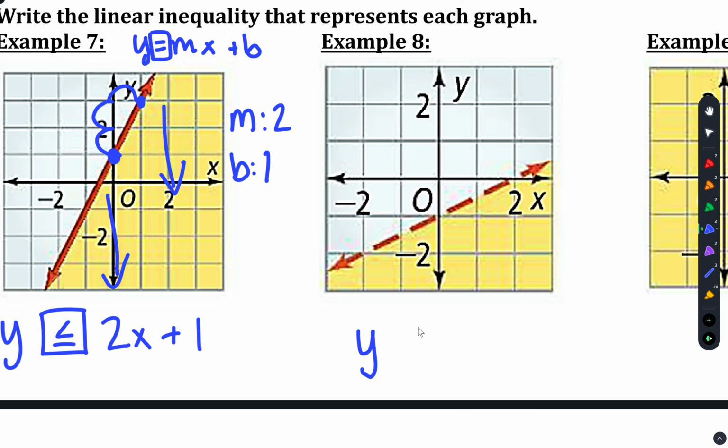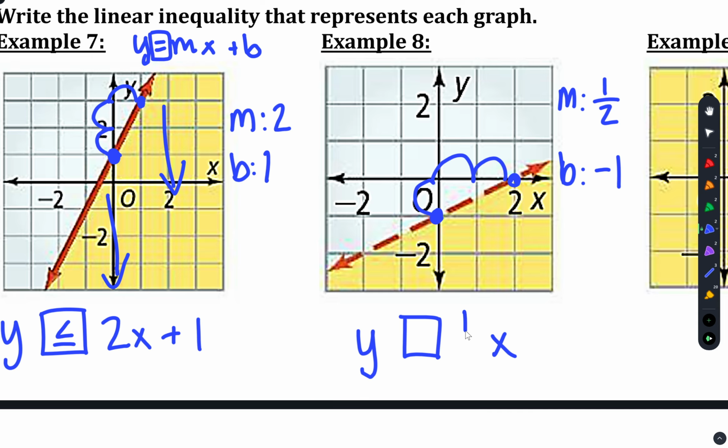Okay, do the same thing. I need m and I need b. What's my y-intercept? What's my slope? Up 1 over 2. That's 1/2. And then what do we think about our inequality? Is it going to be greater than or less than? Is it going to be equal to or not equal to? Not equal to, because we have a dashed line here, not a solid line. Perfect. Do those two make sense?